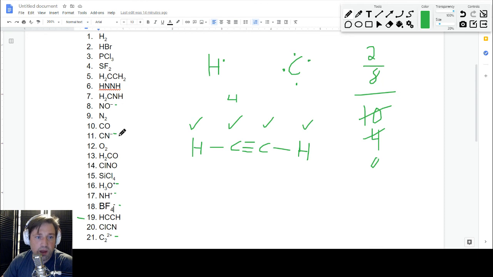The big thing to remember is what to do with these ions here, here, here, here, here, and here. For that, just remember if it's a negative, then you're going to add 1 more electron. If it's a positive, you subtract an electron. So yeah.